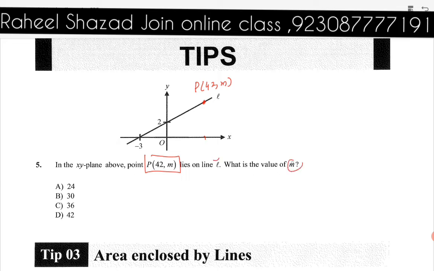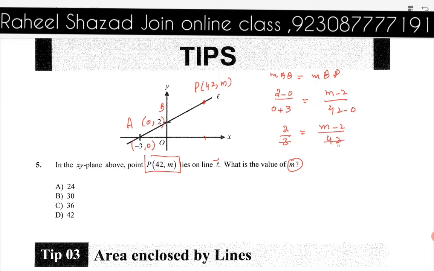Okay, what is the value of m? Now this is a straight line. The first point is (-3, 0), the second point is (0, 2), and the third point is this. So let's suppose this is A, this is B, and this is P. The gradient of AB must be equal to the gradient of BP. The gradient of AB is going to be (2 - 0) divided by (0 - (-3)), that will become plus 3, and this is equal to (m - 2) divided by (12 - 0). So it's 2 by 3 is equal to (m - 2) divided by 12.